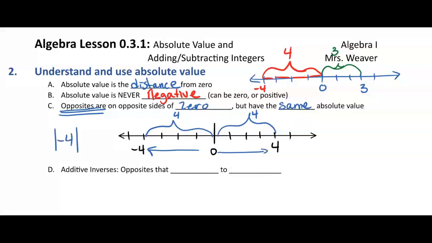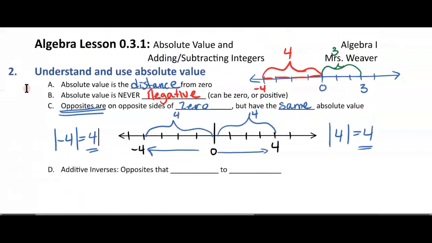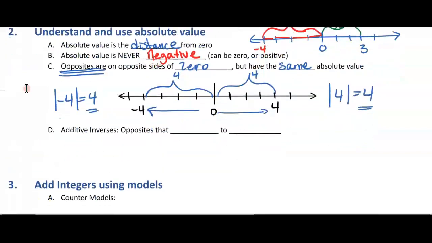The absolute value of -4, its distance from 0, is 4. The absolute value of +4, its distance from 0, is 4. So they have the same absolute value, but opposite signs. We're going in opposite directions. Which makes these a special type of pair of numbers that we call additive inverses. So opposites are additive inverses. These are opposites that add to 0.